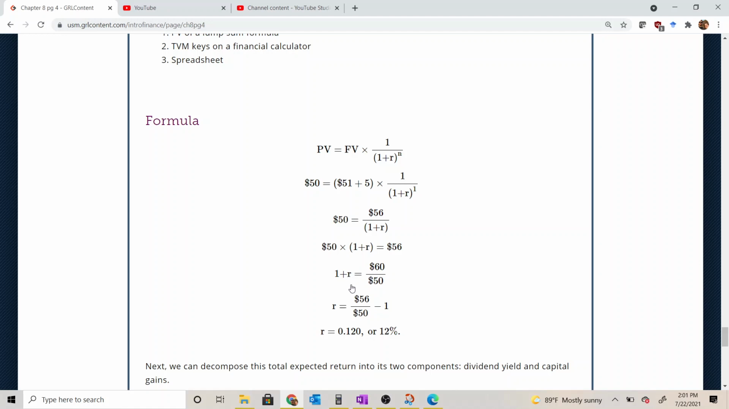We still don't quite have r by itself. We need to subtract 1 off of both sides, which is what we see in the next step. And then if we actually run that out, we do the division and then subtract 1 from it, we'll get a total expected return of 12%.